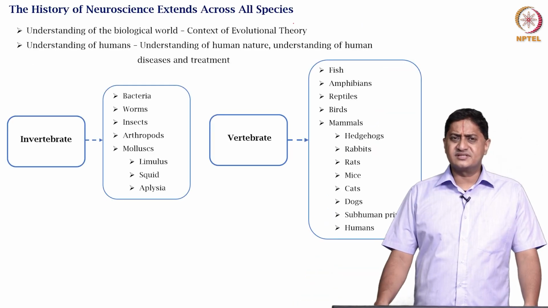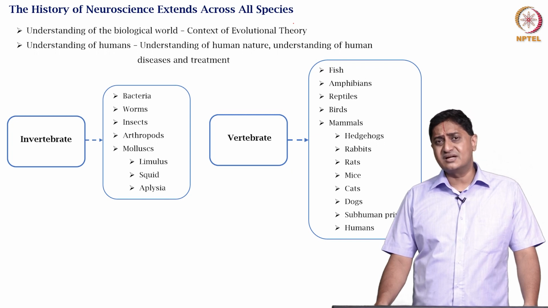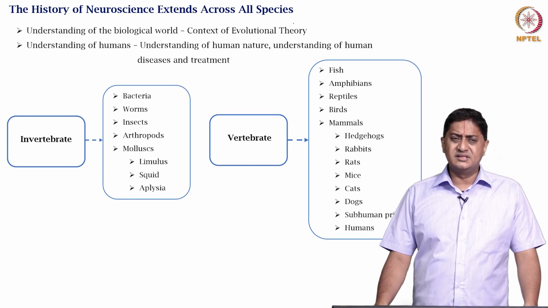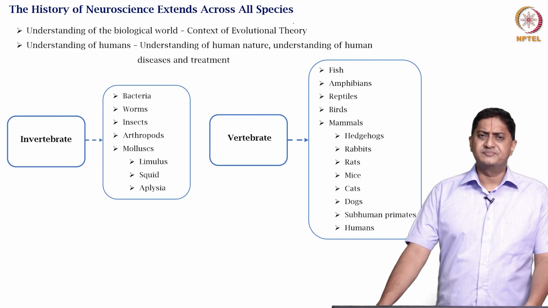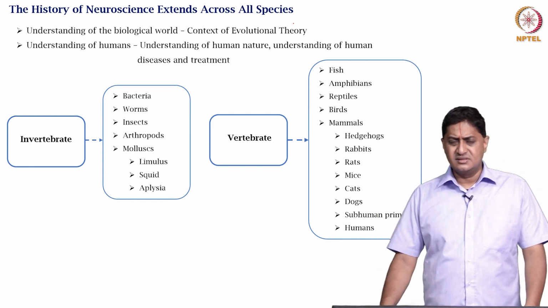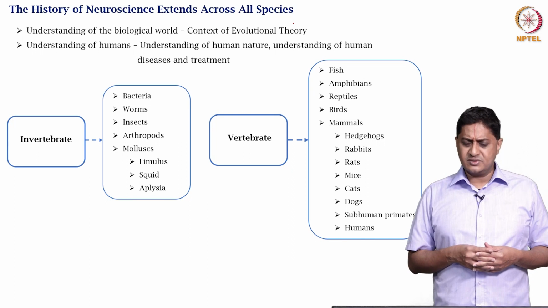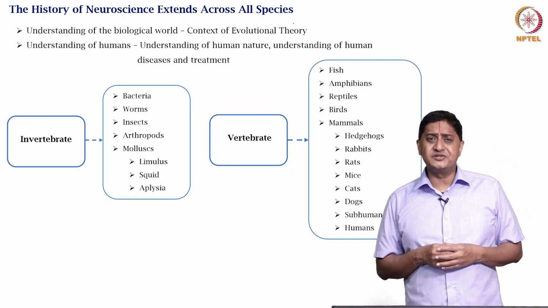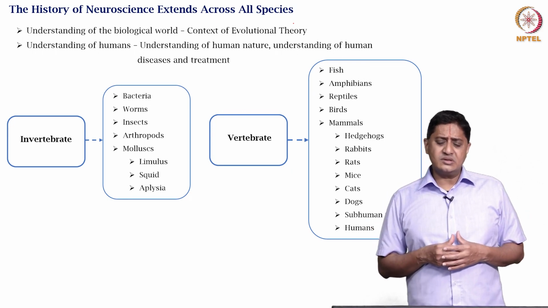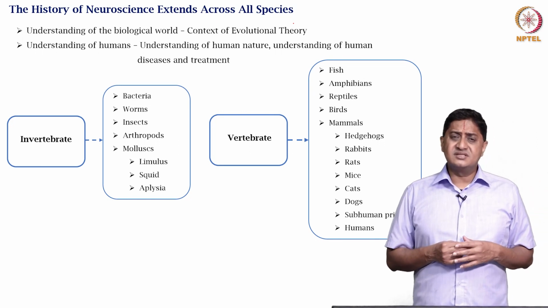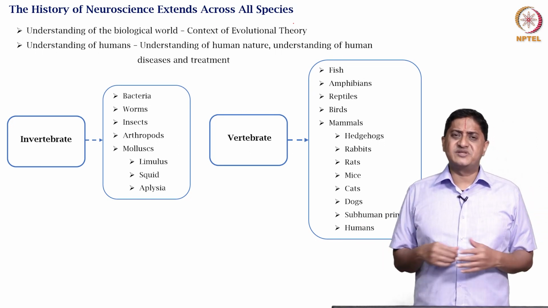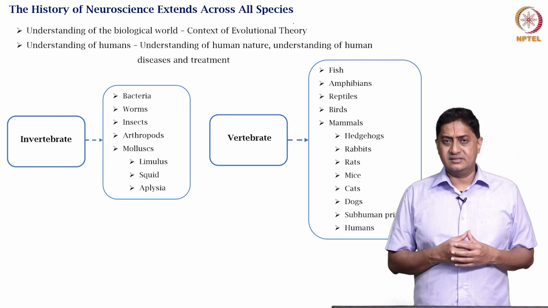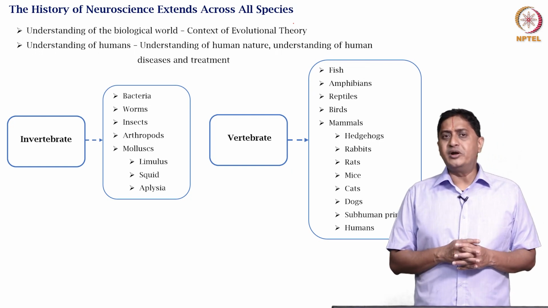The history of neuroscience extends across perhaps all species, starting with the single cell organisms. We are interested in understanding the biological world. This is an interest for us. In particular, our interest is to contextualize our existence in this space of evolutionary theory. So, for this purpose, we need to understand this field of neuroscience in various species. Only then can we contextualize the evolutionary theory or neuroscience as seen from the viewpoint of evolution.